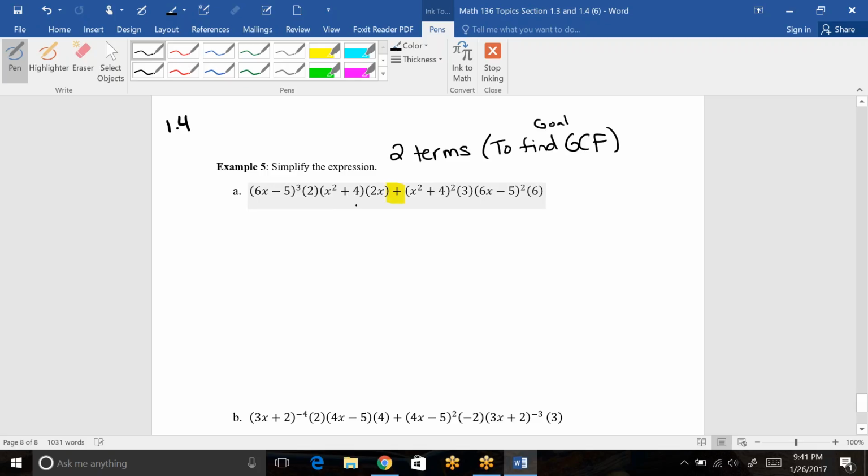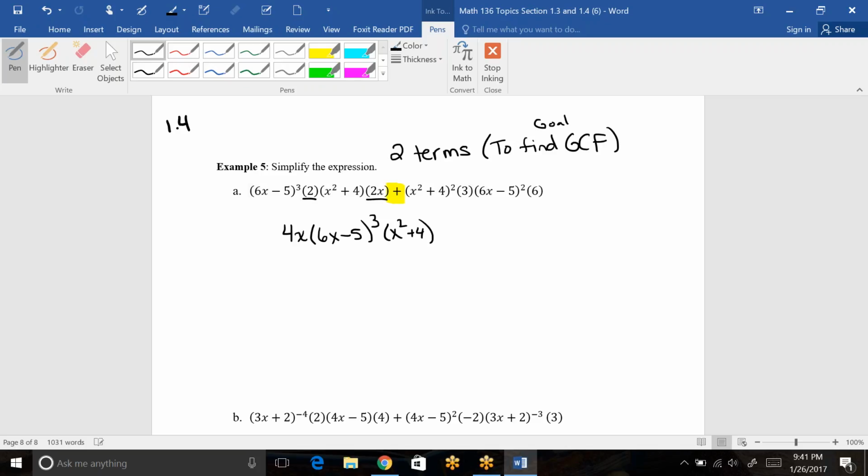If we can find a GCF, we might be able to simplify this down and make it look less intimidating without distributing all of this out and making our lives miserable. So the first thing I would say to start with is on this first piece right here, try to find any monomials. Monomials can be multiplied together to at least make this a little bit cleaner. So 2 times 2x would be 4x. Bring down everything else. So I have a 6x minus 5 to the third and an x squared plus 4.